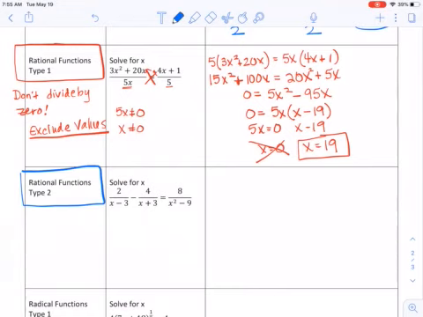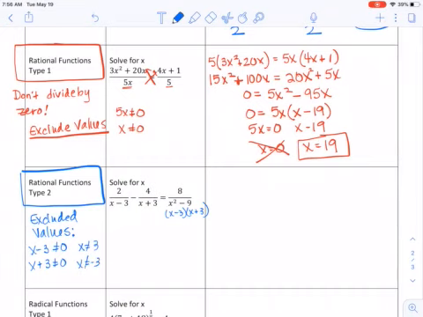Okay. The second type were the ones that were just a little bit trickier. On these, you want to look at your excluded values first. So what can x not be? Well, x minus 3 can't be 0. x plus 3 can't be 0. And remember that x squared minus 9 is really just x minus 3 times x plus 3, so that will get taken care of here. So x can't be 3 and x can't be negative 3.